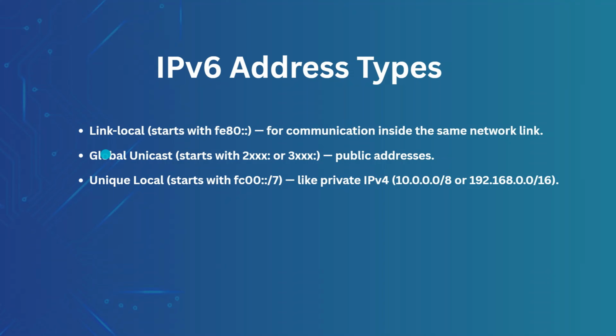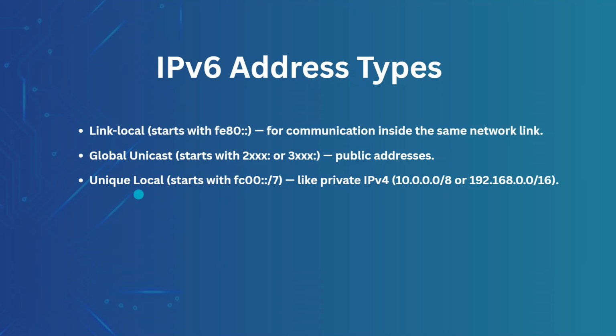And then we have the global unicast. Now this is similar to public IP addresses in IPv4. They'll often start with a 2 or a 3. And these are the ones we're going to be concentrating on today. These are going to be your main IP addresses, not only for your internet facing interface, but also for your internal network as well.